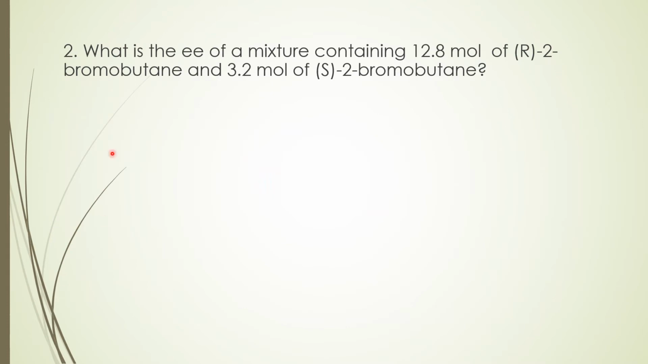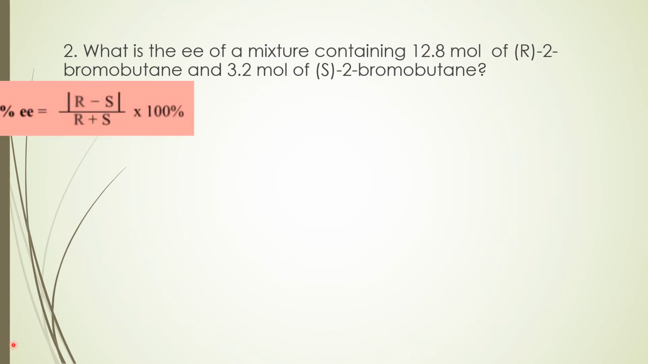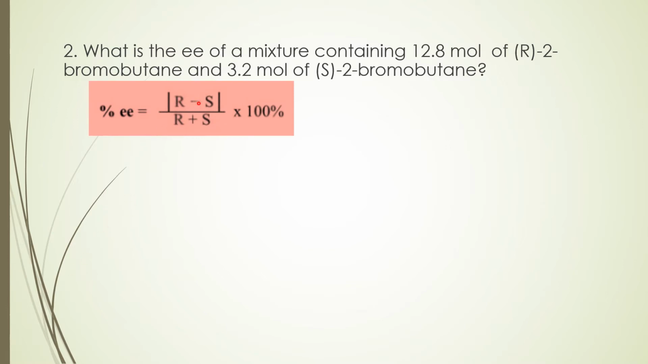The second problem: what is the enantiomeric excess of the mixture containing 12.8 moles of R-2-bromobutane and 3.2 moles of S-2-bromobutane? I have taken the same substances. Don't look at that, see the moles. This is given in moles, so what is the formula? I already said: R minus S divided by R plus S, into 100%.